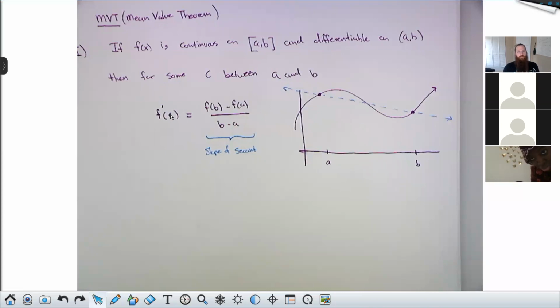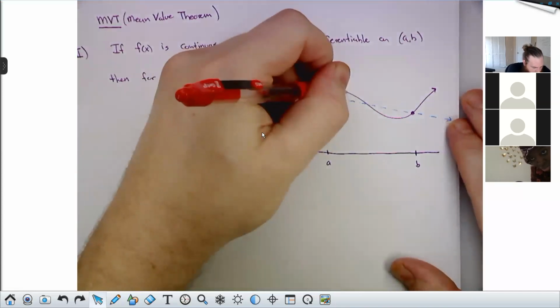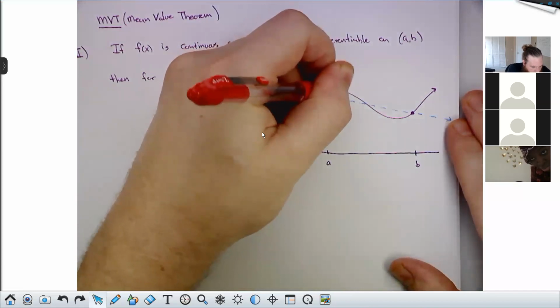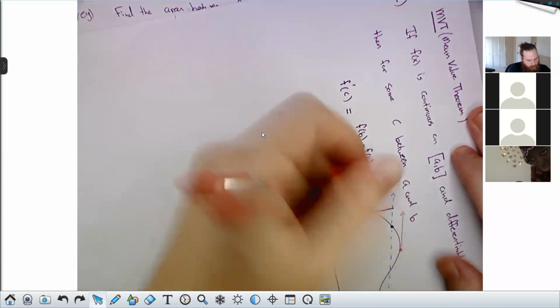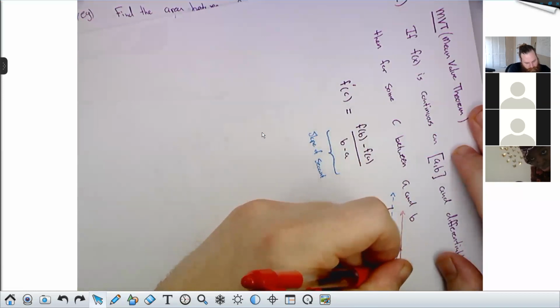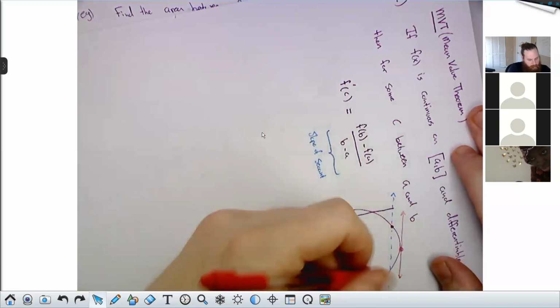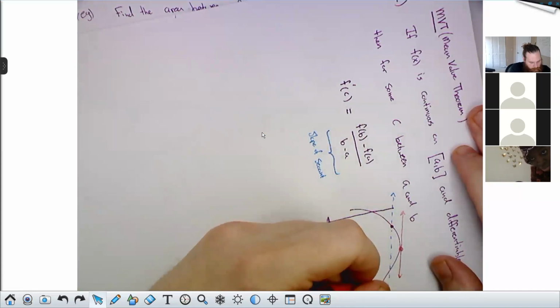What the mean value theorem says is that somewhere in between a and b, there is a tangent line, f prime, whose slope is the same as the slope of this secant line. So let me go hunting around in here. I think I can find one right about here, where if I look at the tangent, it's parallel to that secant. I think there's another one right about here, where the tangent is parallel to that secant. Isn't that neat?